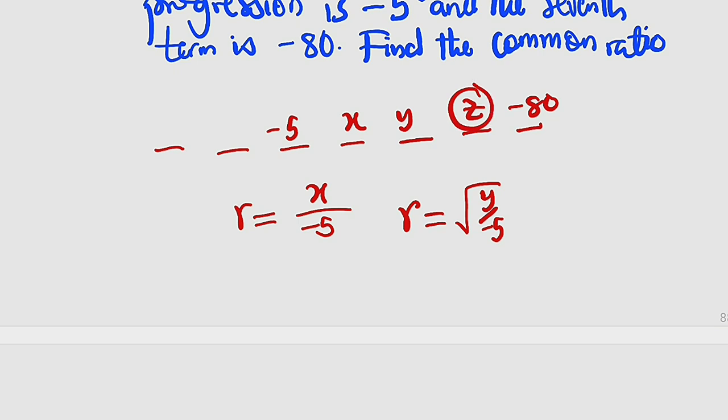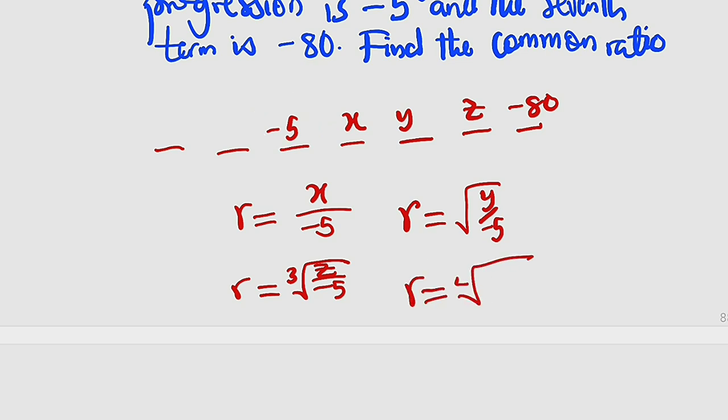And if you are given the third one from the first one, the common ratio will be the cube root of that number z divided by the first one, which is -5. And we are not given that as well. But since we are given the fourth one from the first one, the common ratio will be the fourth root of -80 divided by -5. So this is the only value we have here.